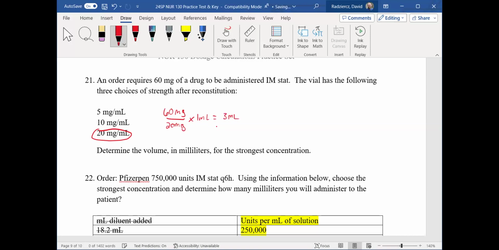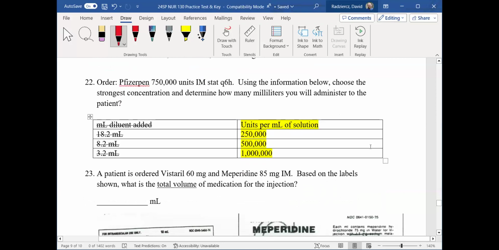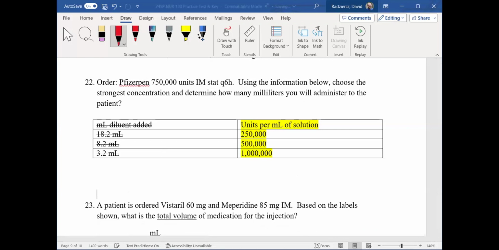Okay. So I'm showing you that because that's an easy version of what this looks like. And I'm going to show you an alternative version in just a moment. But let's look at this next question, Pfizer pen. So the Pfizer pen question says that we have 750,000 units IM stat every 6 hours. And then you want to use the following information to choose the strongest concentration. So you want to pay attention, strongest concentration. How many milliliters will you administer to the patient?